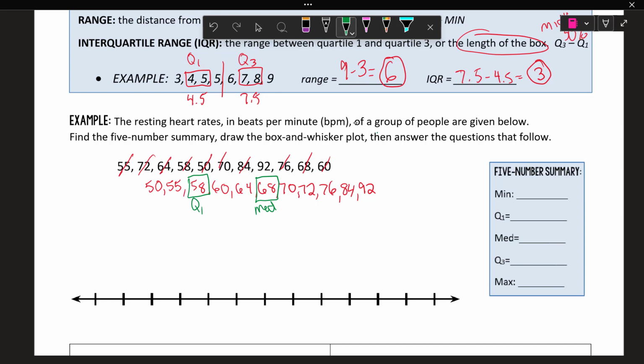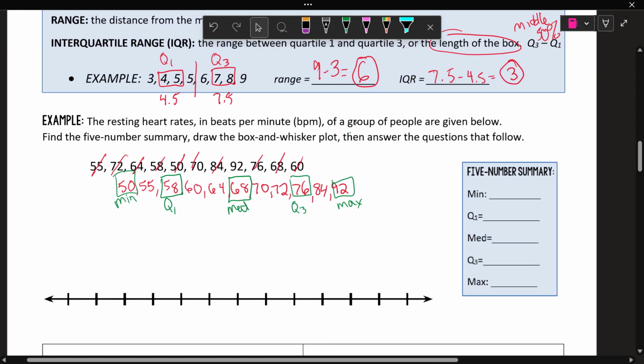We do the same thing with Q3. Our middle is 76, because that's the 3rd spot out of 5. And of course, we have our minimum at 50 and our maximum at 92. So we've got our 5-number summary: 50, 58, 68, 76, and 92 is our maximum.